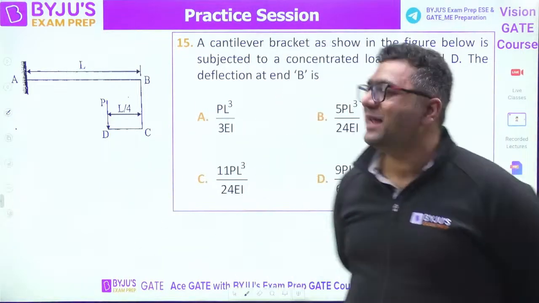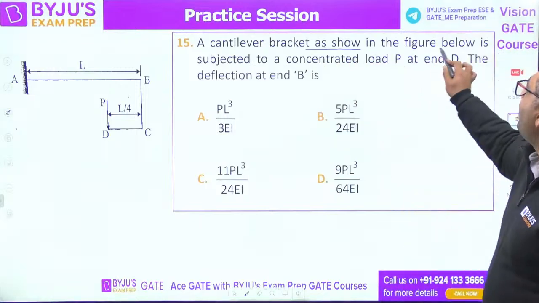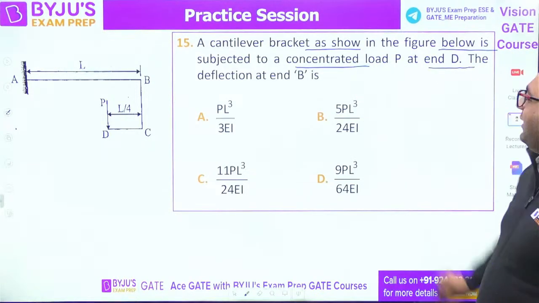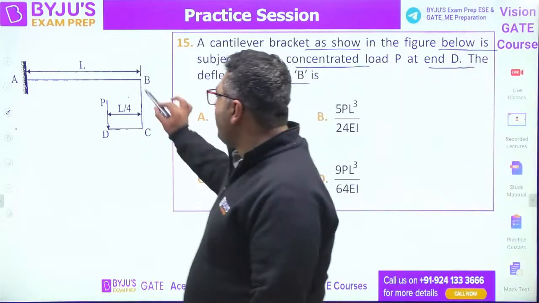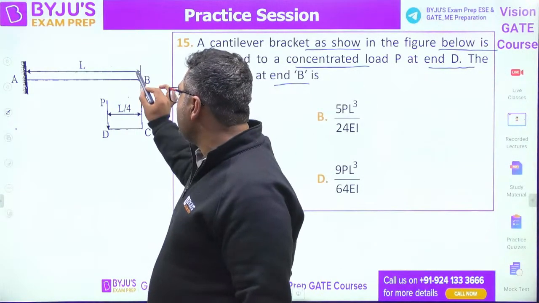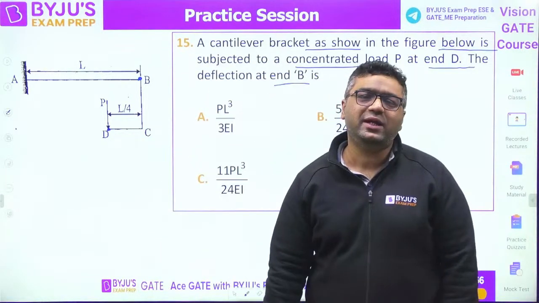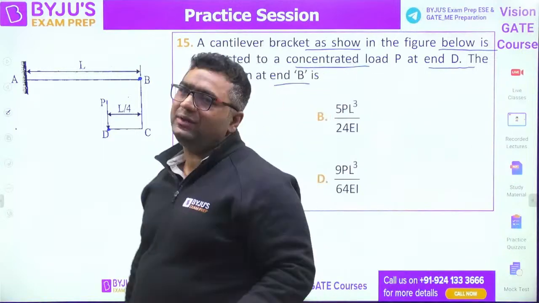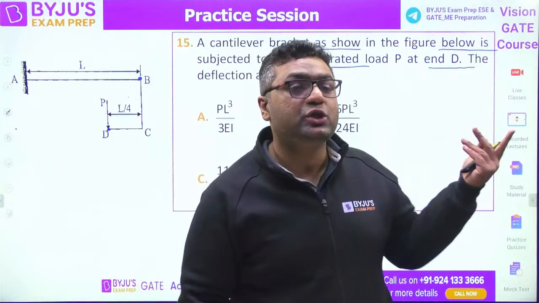Okay, so next question guys. This is the question. A cantilever bracket as shown in the figure below is subjected to a concentrated load P at D, and we need the deflection at B. Here, my dear, they are asking you deflection at B. If they would be asking you deflection at D, we could use the strain energy method. Because the strain energy method is giving you the deflection at the point where load is actually acting. Okay, that directly we are finding out. Otherwise, we need to go for the pseudo load method.